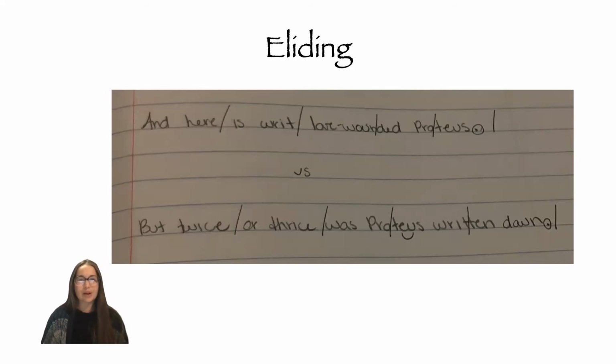And now the second one. "But twice or thrice was Proteus written down." All right, so initially we may think that's a feminine ending, but the second half of this line was really clunky, felt really awkward, and so we want to make that rhythm feel more iambic. So what we can do is actually elide the "teus" of Proteus so that this line scans: "But twice or thrice was Proteus written down."